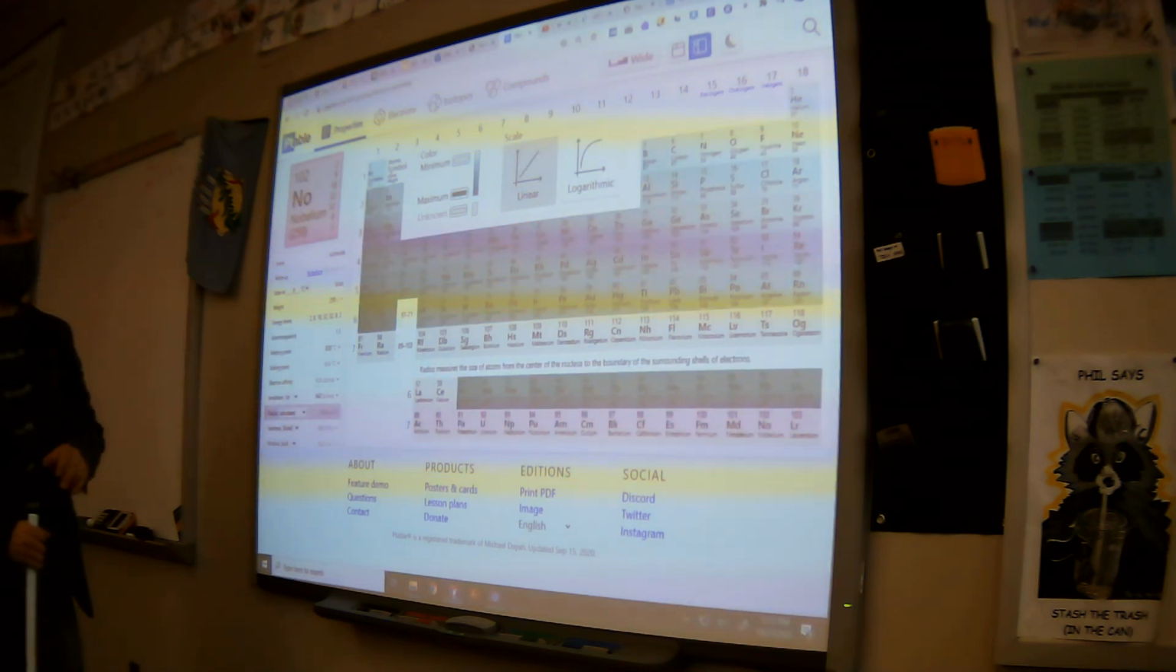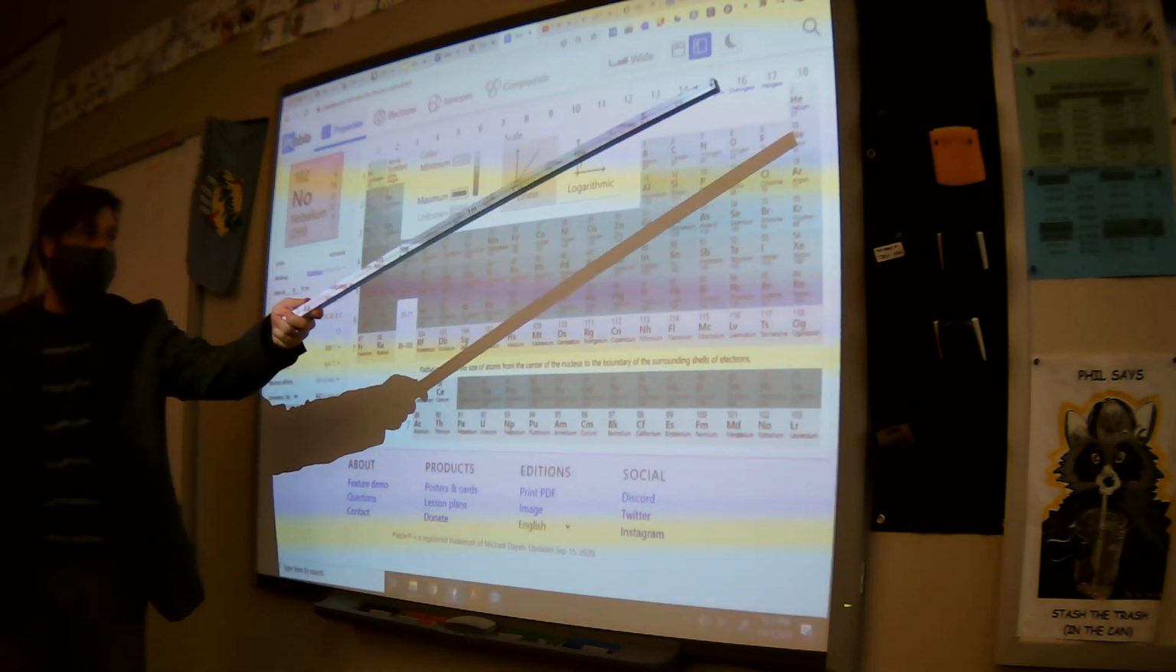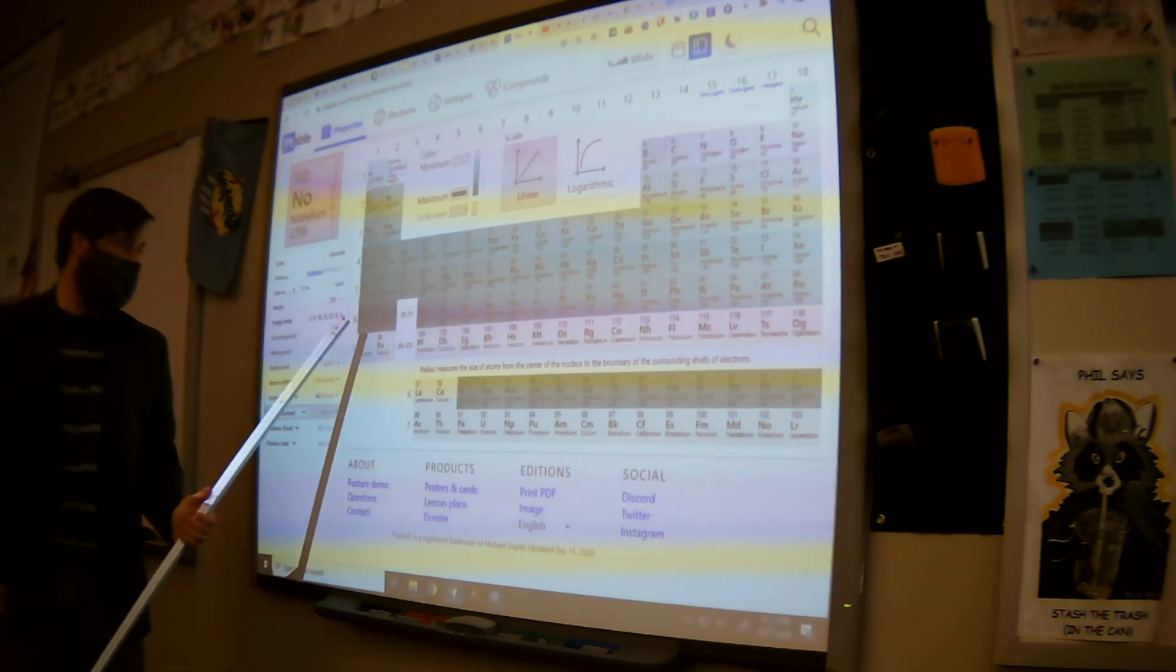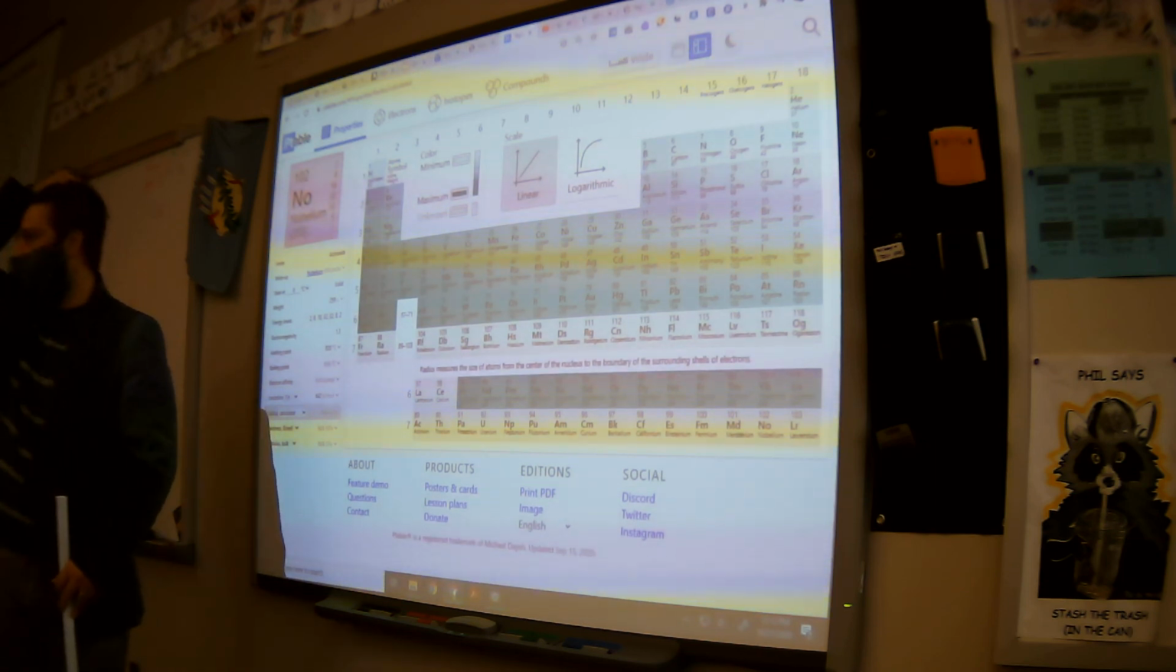Radius. Where are the small ones? At the top. Where are the big ones? Down here. So there you go. Makes sense, right?